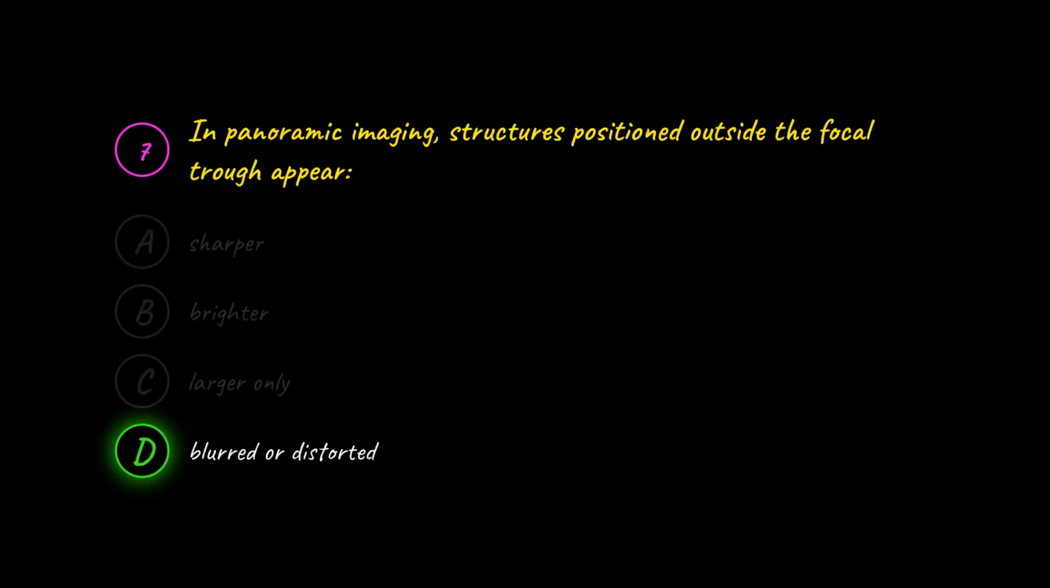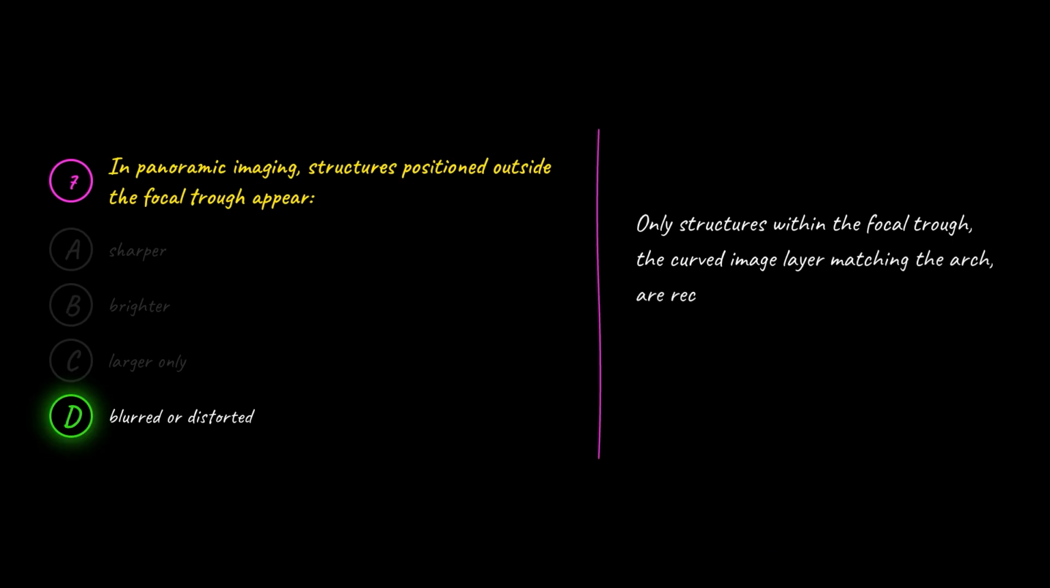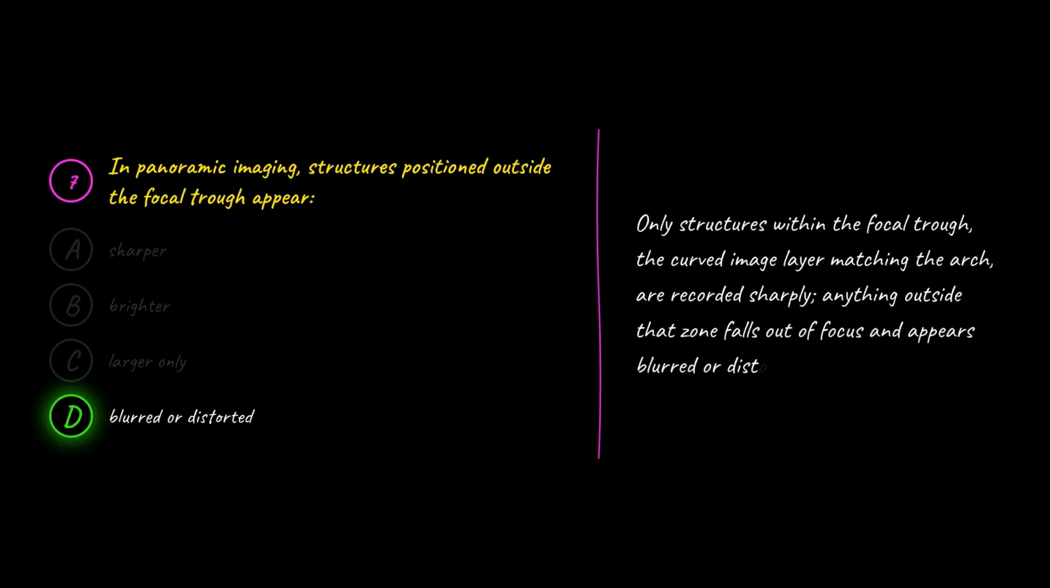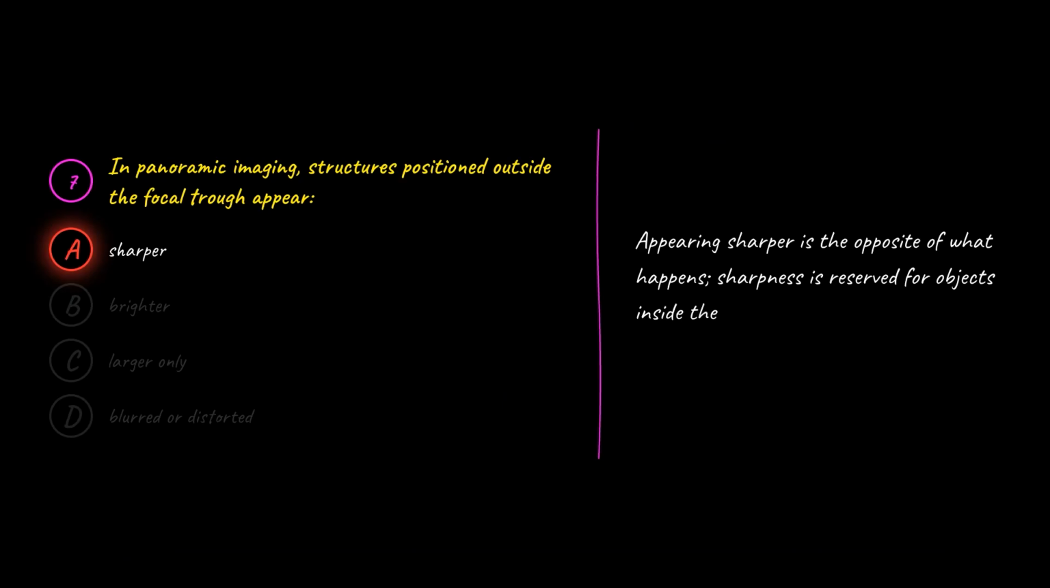Blurred or distorted. D is correct because only structures within the focal trough, the curved image layer matching the arch, are recorded sharply. Anything outside that zone falls out of focus and appears blurred or distorted. A is wrong because appearing sharper is the opposite of what happens. Sharpness is reserved for objects inside the trough, while those beyond it lose definition rather than gaining it.